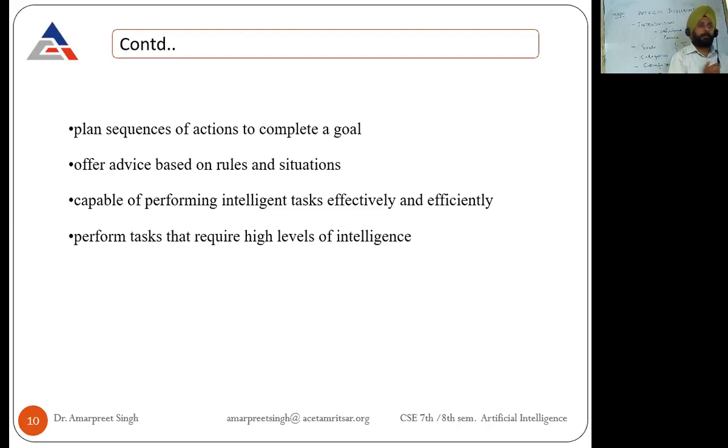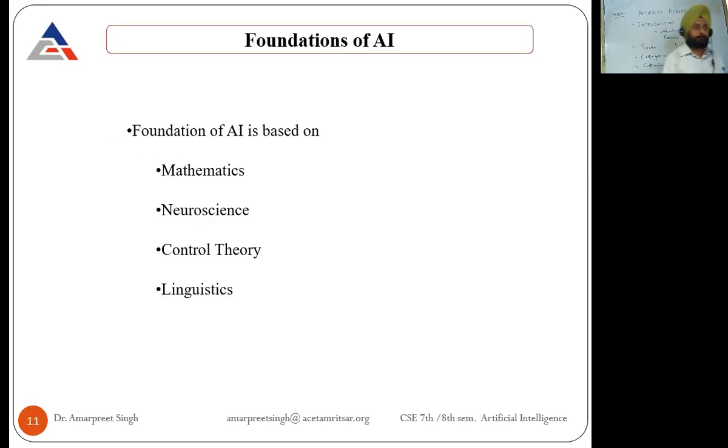It should be capable of performing intelligent tasks effectively as well as efficiently, and perform tasks that require a high level of intelligence. So our AI system should have such a characteristic that it can perform any task of any high level of complexity which requires a high level of intelligence.